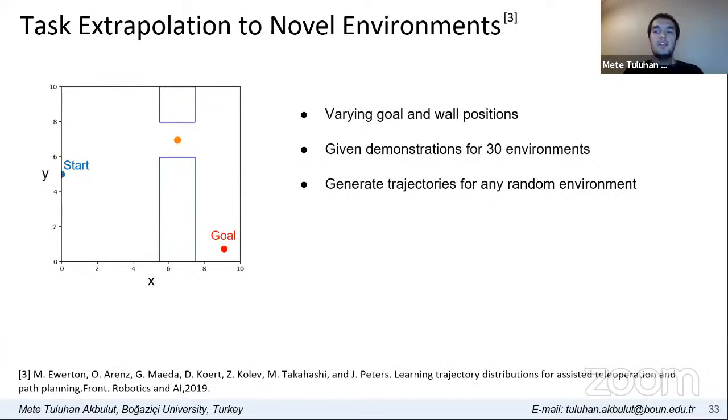In this experiment, the aim is to evaluate our model's adaptation capability to novel environments. The experiment is adapted from Everton et al. for comparison with their state-of-the-art adaptation method. The aim is to produce a trajectory that starts from the fixed blue point, avoids the randomly positioned wall, and ends at the randomly selected red goal point. Demonstrations are given for 30 environments.